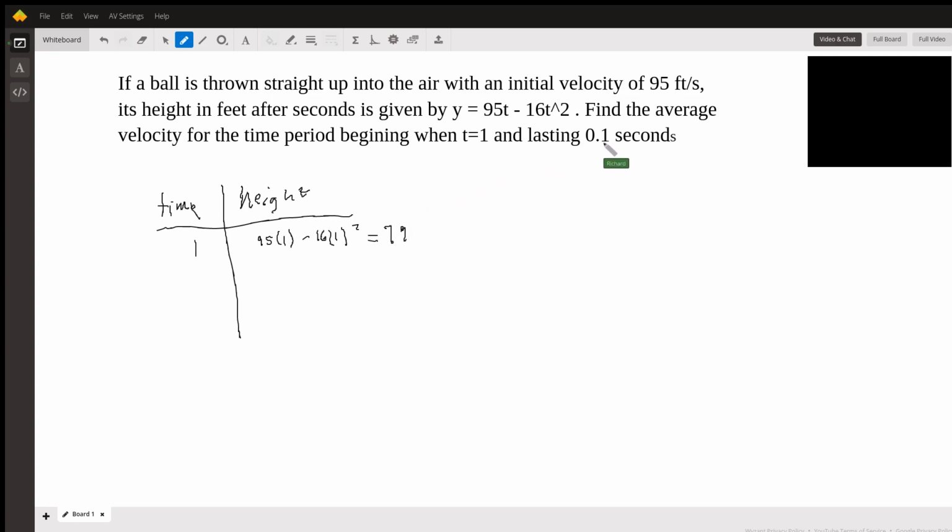And then time becomes 1.1, and the height is 95 times 1.1 minus 16 times 1.1 squared. I'm going to put that in my calculator, and I got 85.14.